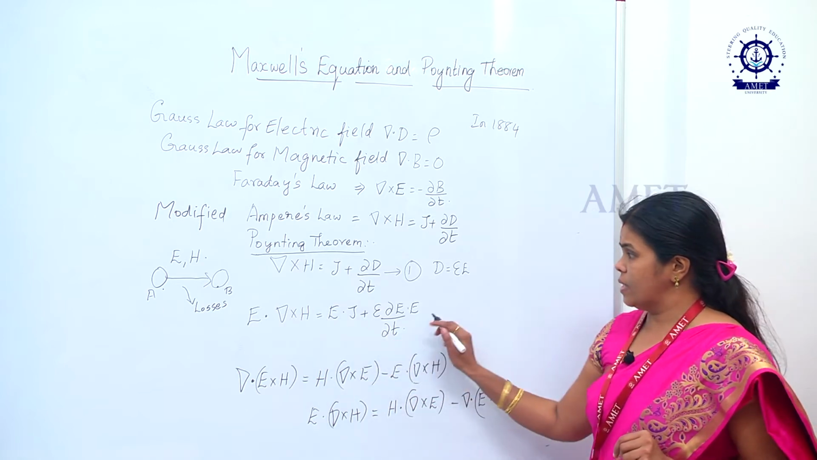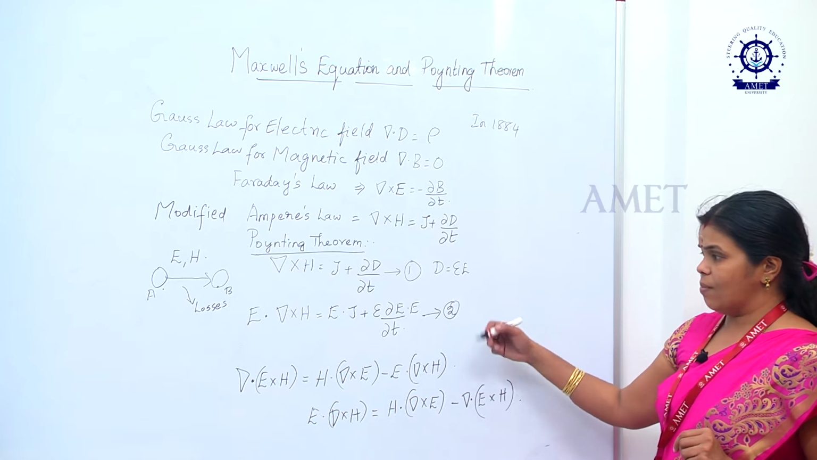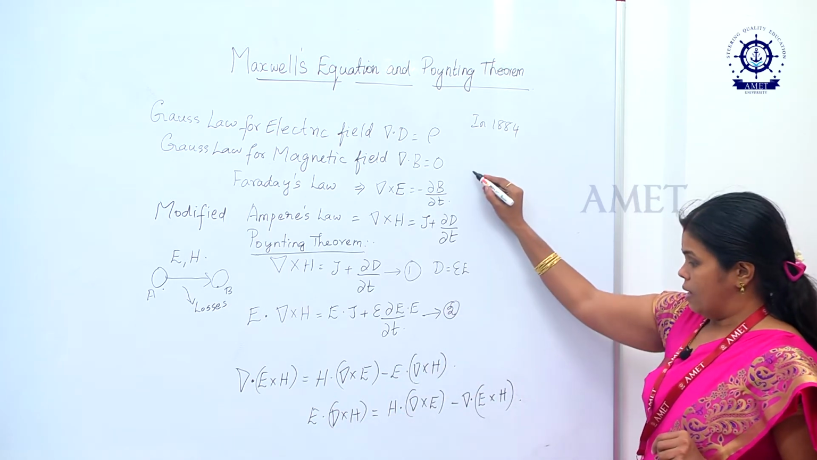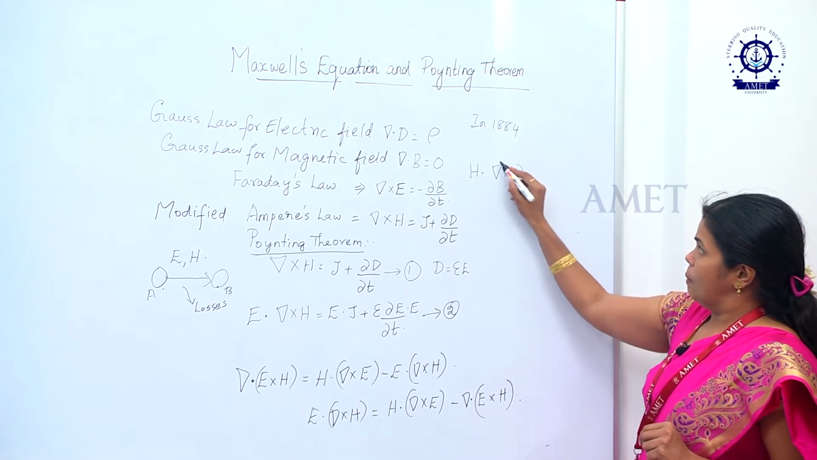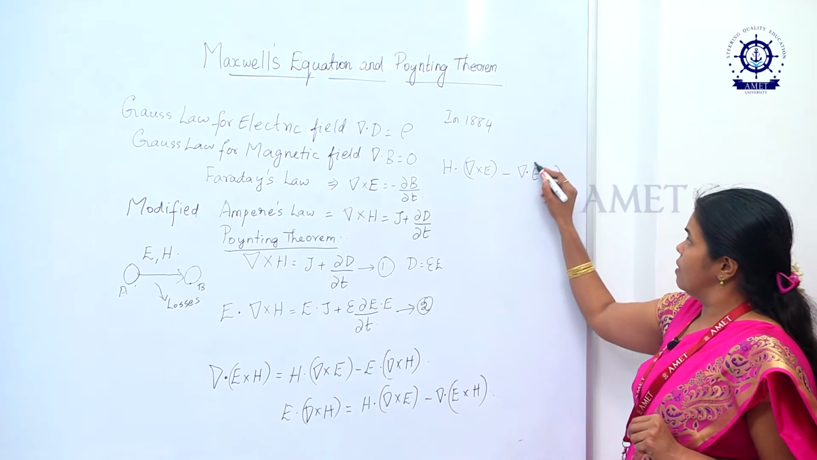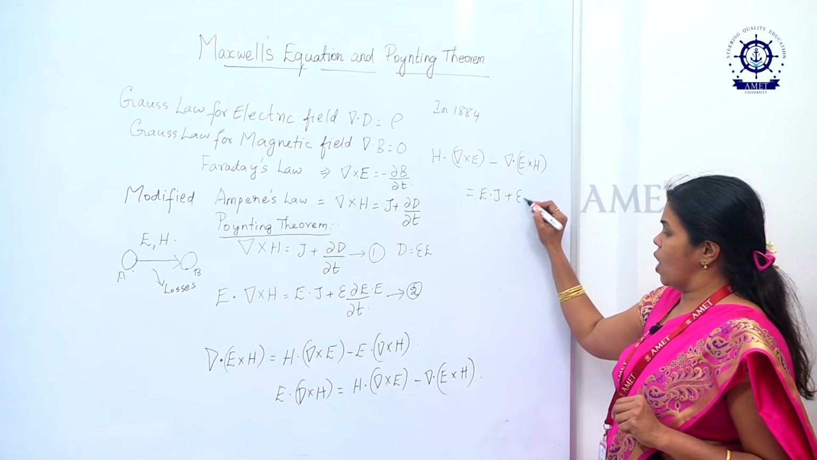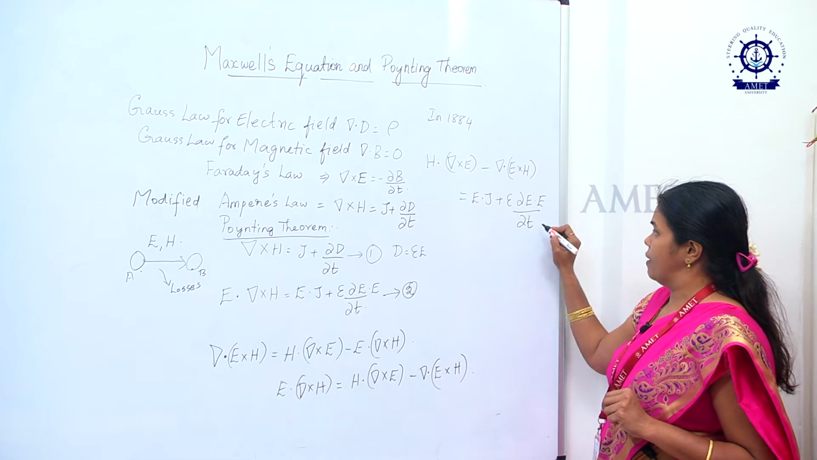So in this equation you name this equation as 2 and the second equation can be modified as, so in the place of E dot del cross H we can use H dot del cross E minus del dot E cross H, which is equal to E dot J plus epsilon into dou E dot E divided by dou T.